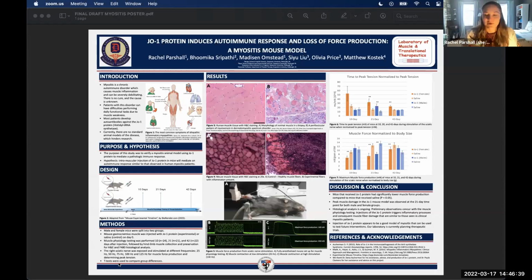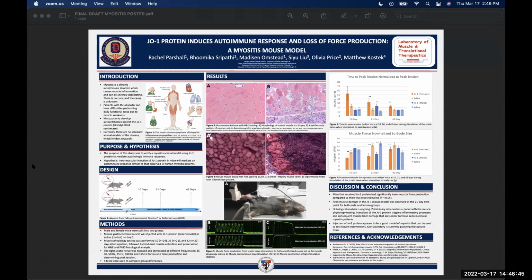Mary, if you could please enable host abilities, or Victoria, so I could screen share, that would be great. Thank you. Perfect. Can everybody see the poster? Yeah, we can see. Okay, perfect.